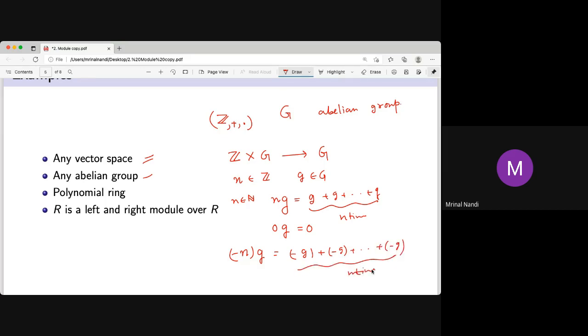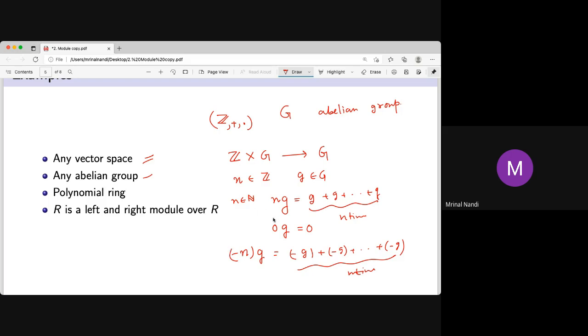So this is the definition, and using this definition, you can easily show that all four properties of the module are satisfied. The scalar multiplication is trivial to check for the four properties with this definition.